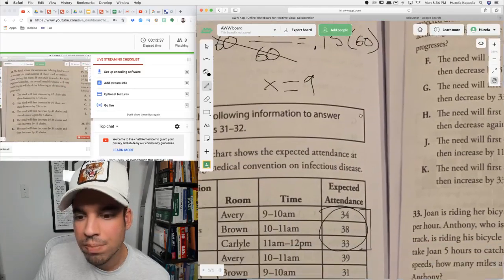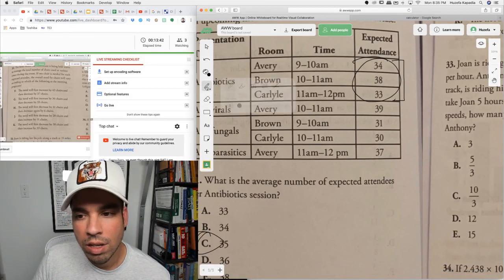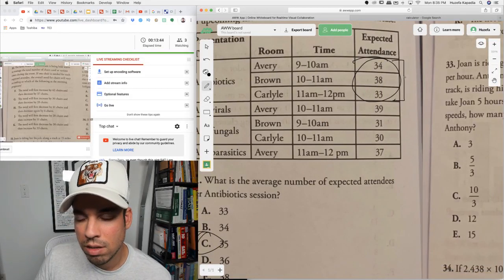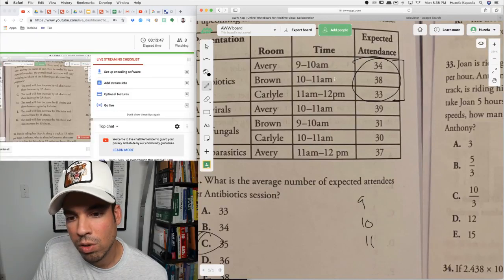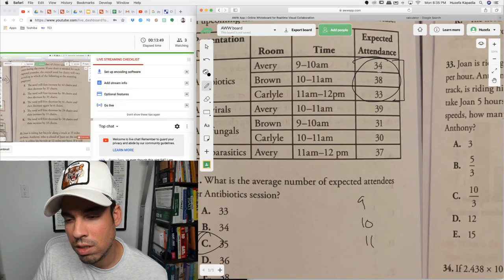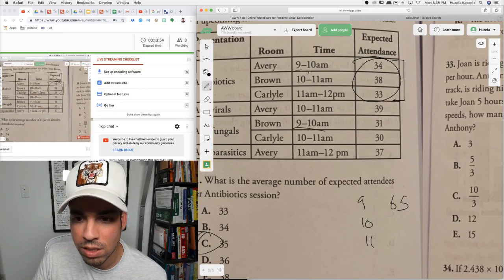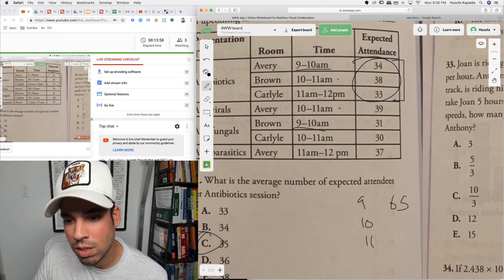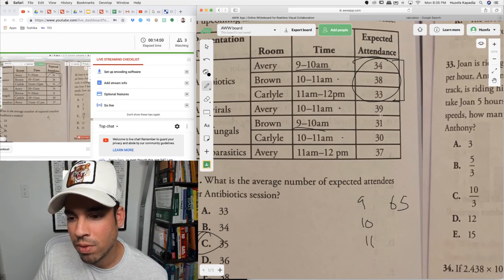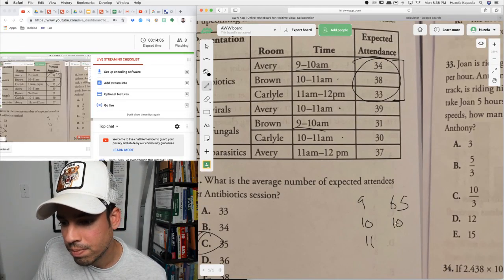Got it. Let's see. So at 9, okay, let's do it like this: 9, 10, 11. At 9 a.m., they will need 65, because there's this session and this session at 9. At 10 a.m., it's this one and this one, which is 38, 39, and 30. So that's 68, 77, 107.